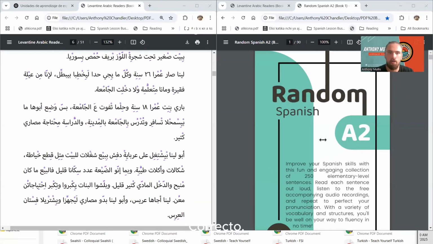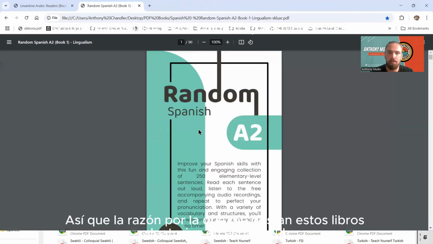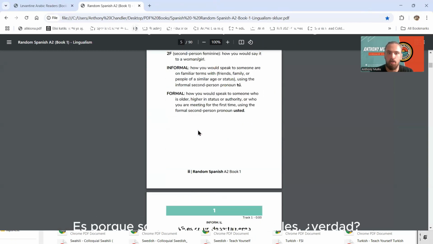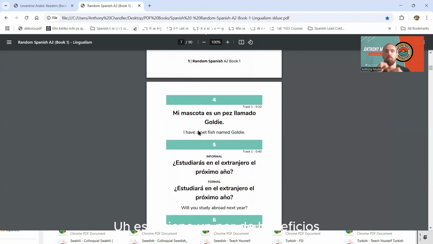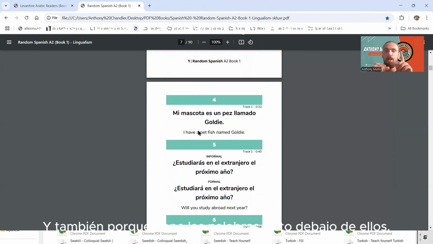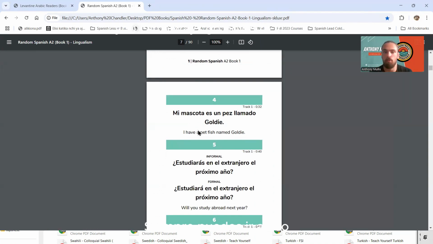Vámonos. Right. So I want to talk about first, the idea of random Spanish. The reason I like these random Spanish books is because they are just simple sentences, right? This has a couple of benefits. One, it makes learning vocab easier, because it's just simpler sentences. So you can pick out, oh, I don't know this word. I'm going to write it down with this definition, come up with a couple sentences, right? And also because it has the words right underneath them, right? So if you don't know a word, you can always go down to it.